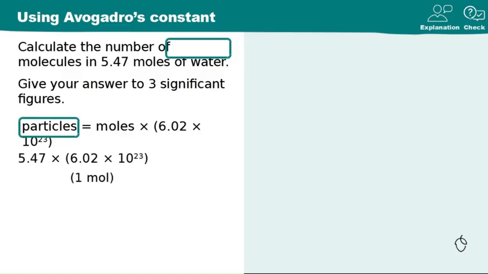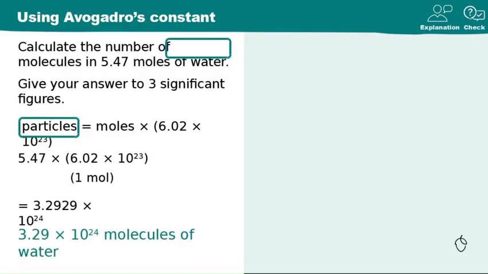Okay, so the number of moles is 5.47. Multiply that by Avogadro's number, which will then give you the number of molecules of water present, which rounded to 3 significant figures is 3.29 times 10 to the 24 molecules of water.